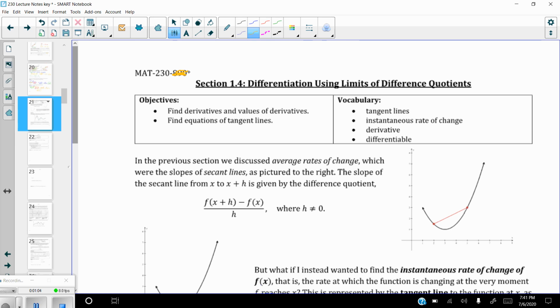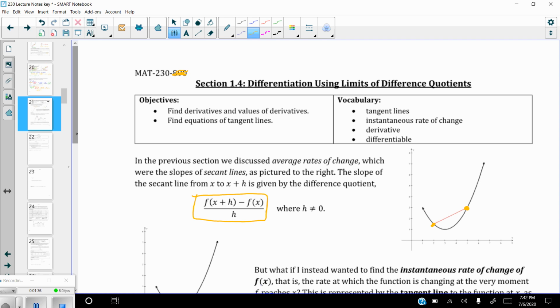In the previous section, we discussed average rates of change, which was the slope of the secant line. So basically, it was the average slope between 2 points, very much like you see over here on the right. If I wanted to find the slope between that point and that point, you can see that the secant line was drawn in there. As long as we know what the 2 points are, we can find that slope. And in general, it was this difference quotient right there. That was the slope of the secant line.